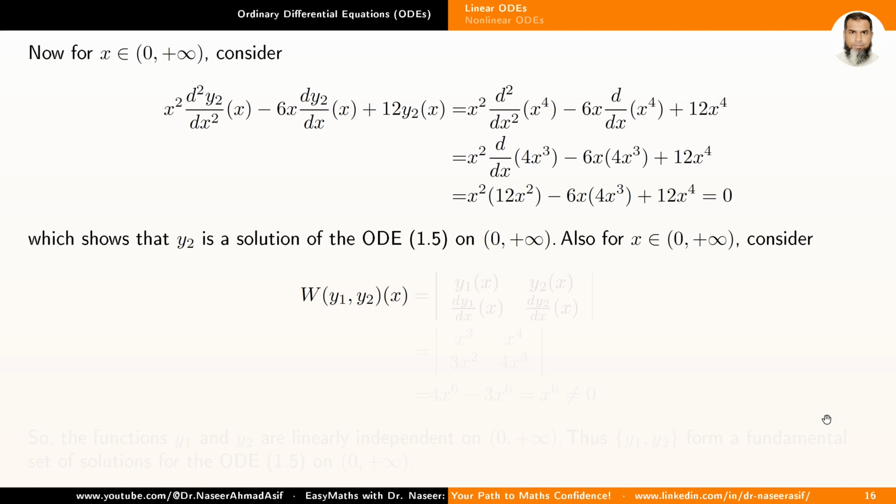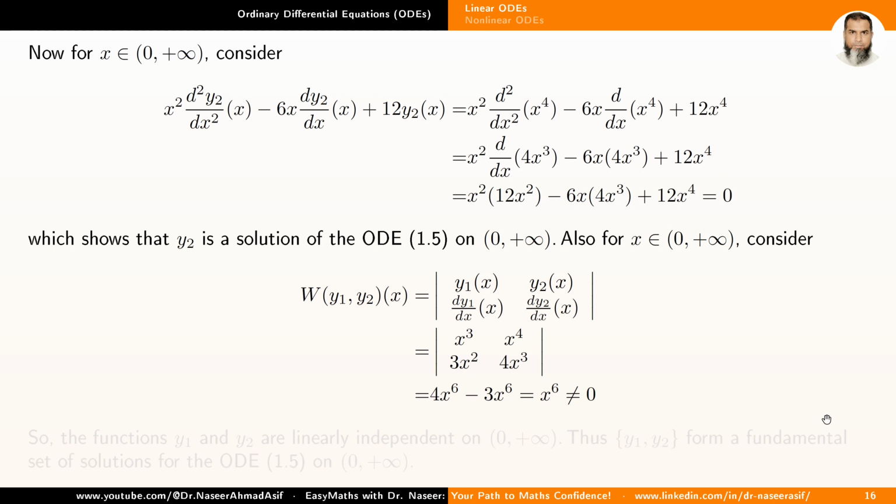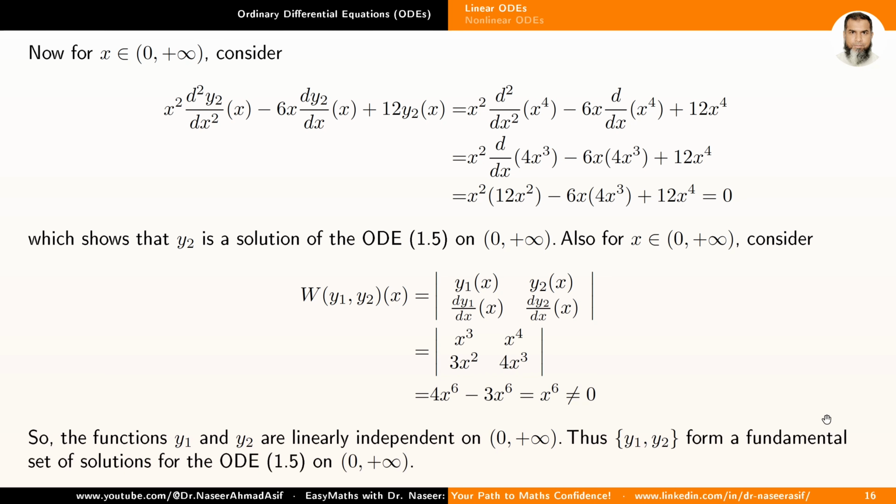Also for x belonging to the open interval 0 to plus infinity, consider the Wronskian of y1, y2, which is equal to the determinant with rows y1, y2 and first derivative of y1, first derivative of y2, which is equal to the determinant with rows x cube, x exponent 4 and 3x square, 4x cube, which is equal to 4x exponent 6 minus 3x exponent 6, which is equal to x exponent 6, which is non-zero. So the functions y1, y2 are linearly independent on the open interval 0 to plus infinity. Thus, y1, y2 form a fundamental set of solutions for the ODE 1.5 on the open interval 0 to plus infinity.